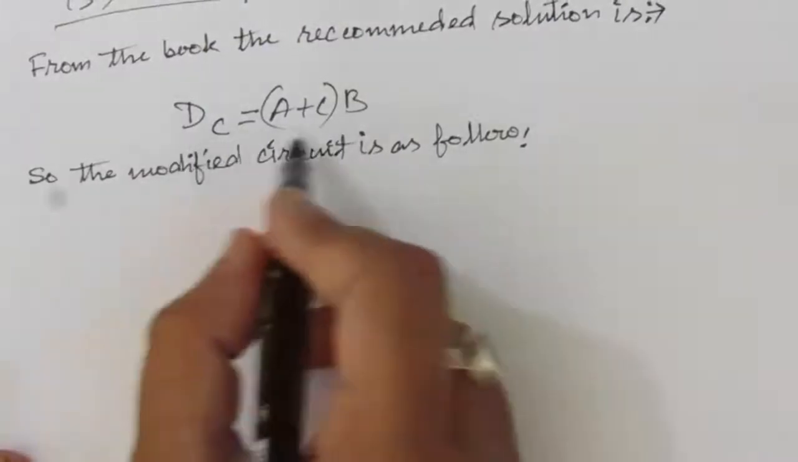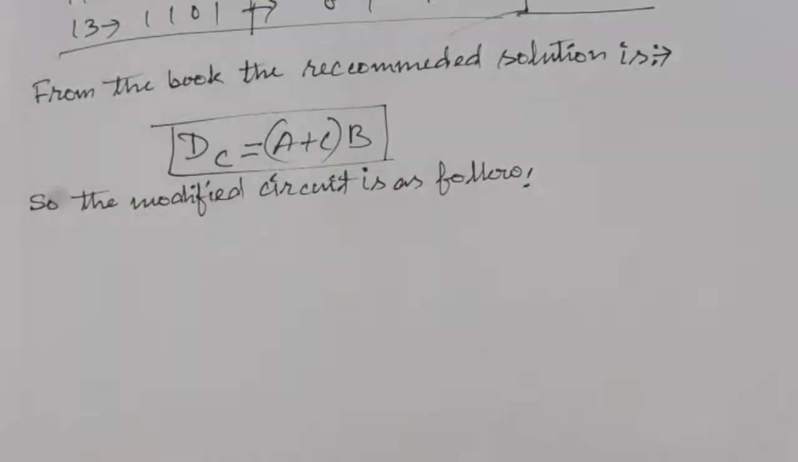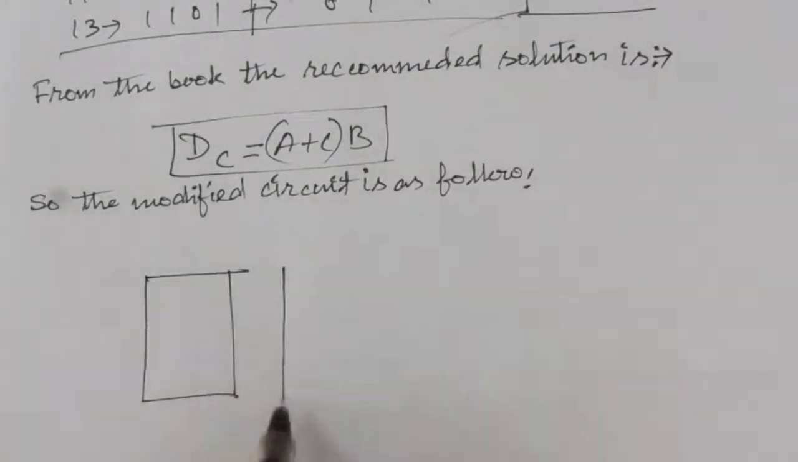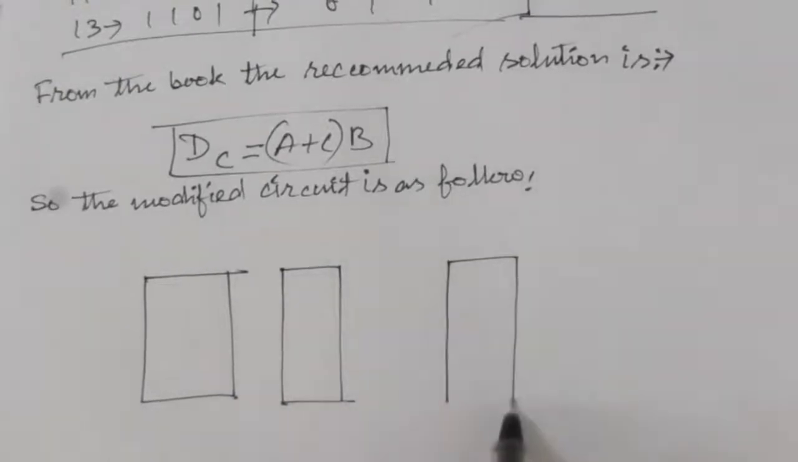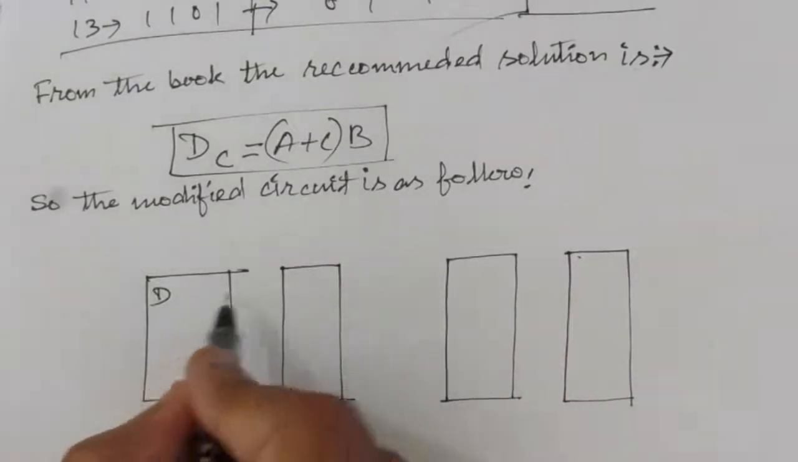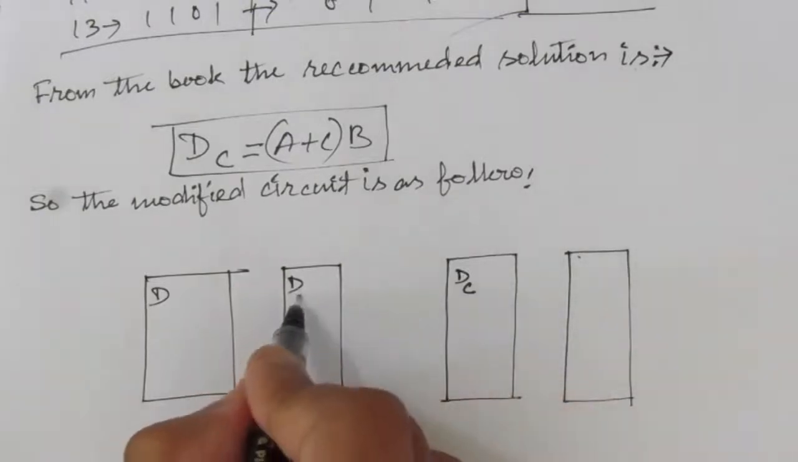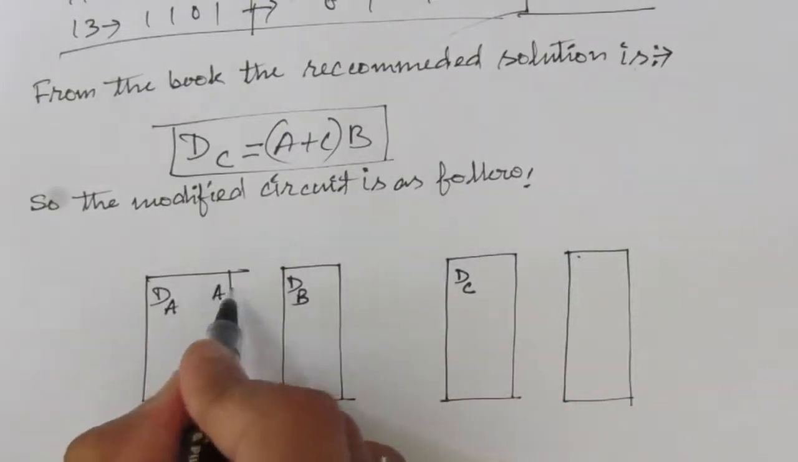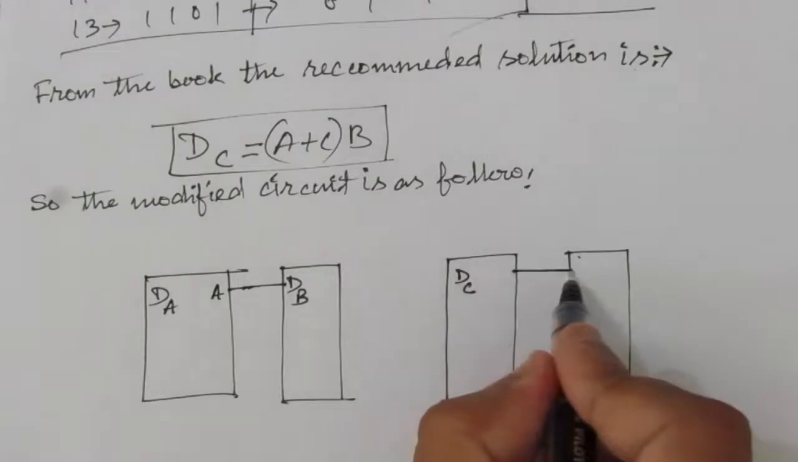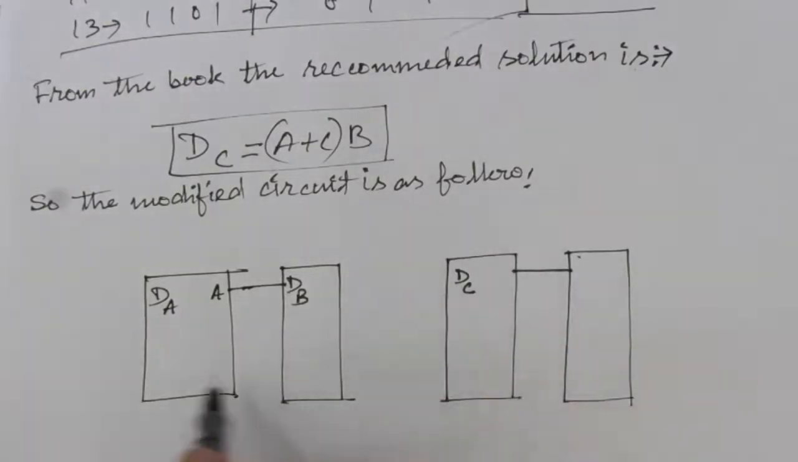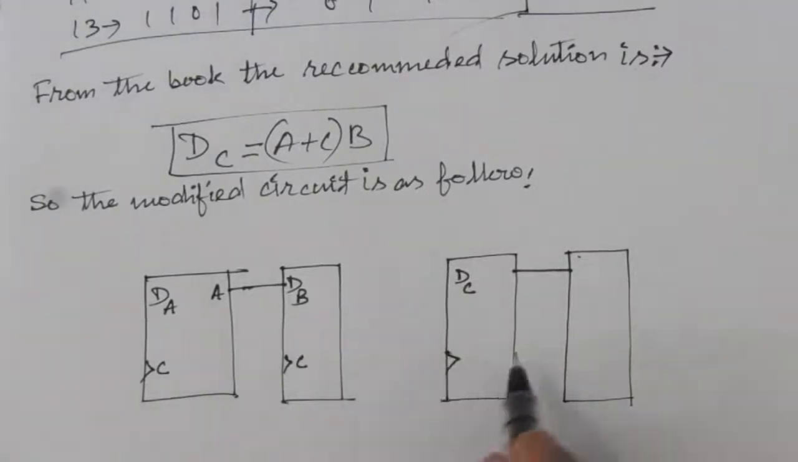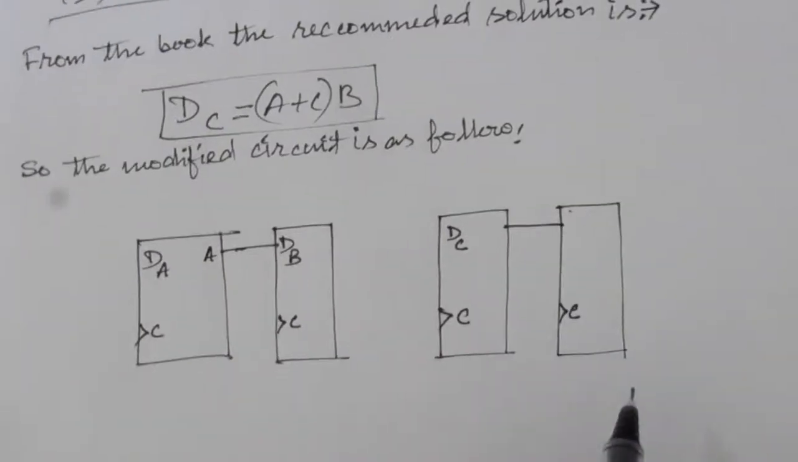Now let us draw the modified circuit with this equation. The first two gates will be similar. Suppose this is one D flip-flop, this is another D flip-flop, the third flip-flop input we have to modify, and here we have this fourth D flip-flop. So here we have D, D, D, this is DC, this is DB, suppose this is DA. Here we have the A output, which will be connected to B. This part also will be similar, only we have to modify this third input. Here we connect the clock inputs C. These are the clock inputs of all the flip-flops, similar to the previous diagram given in the book.